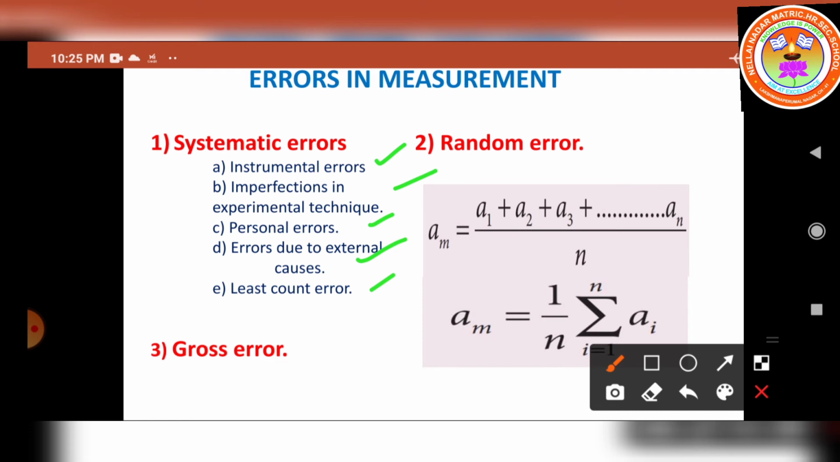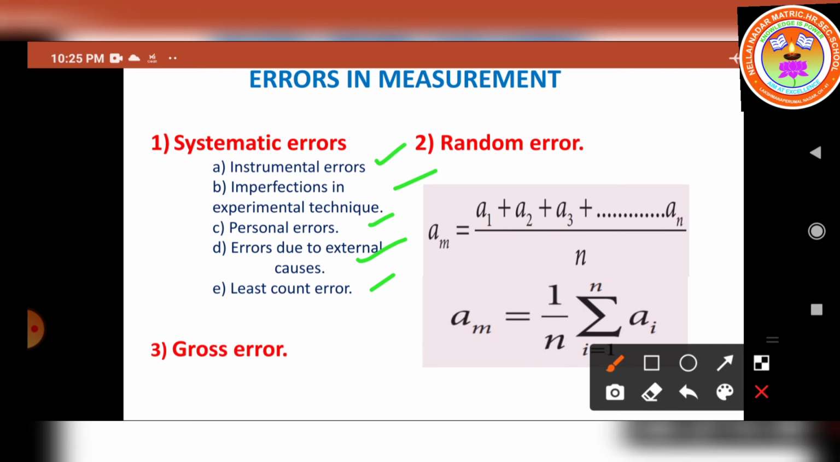So the least value of the instrument only is called as what? Least count. Already we know this one. So how can we reduce the least count error? High precision instruments we can use. Okay. And let us move on to the second type, random errors.